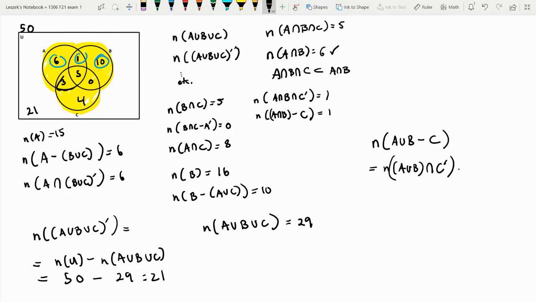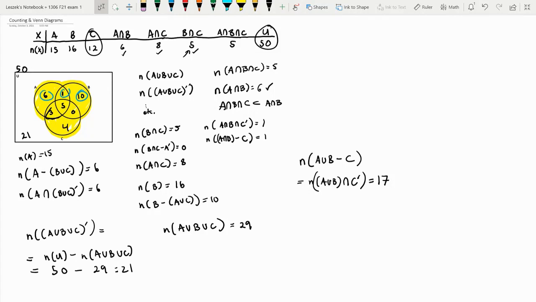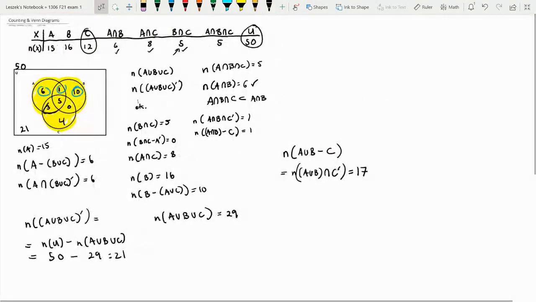Indeed, 17. Very good. All right, so that's kind of counting with Venn diagrams. Just to remind you, if you're given the information, you'd want to start with the triple intersection, and then do the pairwise intersections and the singletons, or the single sets. All right. Any questions about this exercise?